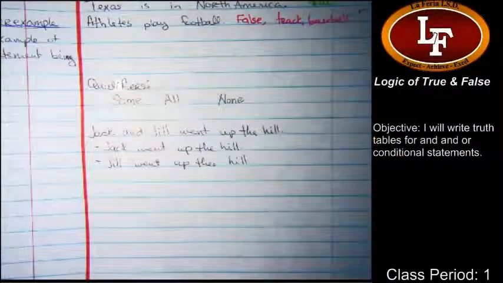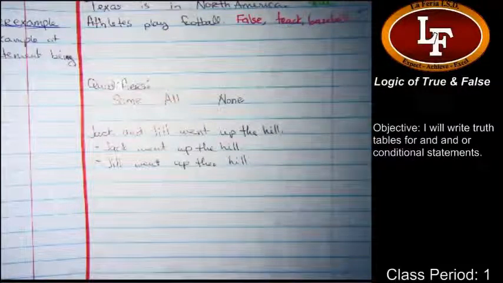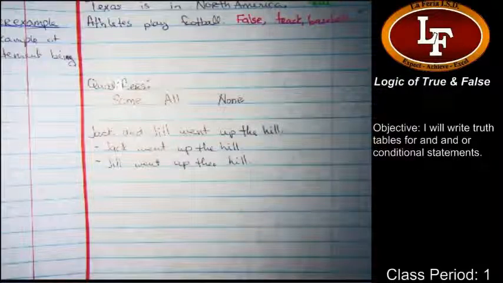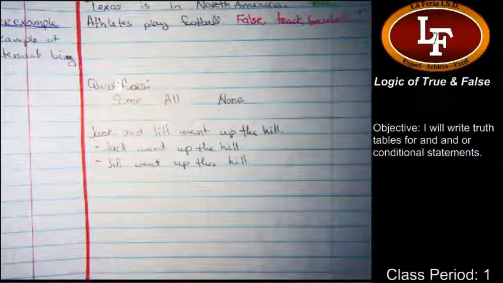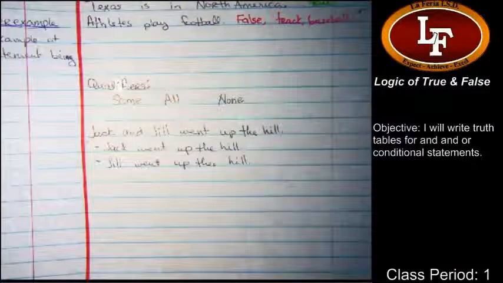Now the truth value of this comes into play here. If it's true that Jack went up the hill, and it's true that Jill went up the hill, is it true that Jack and Jill went up the hill? Yes, ma'am. Awesome. What if Jack goes up the hill, but it's false that Jill went up the hill? Then Jack and Jill did not go up the hill. Why not? Because they didn't go up together.